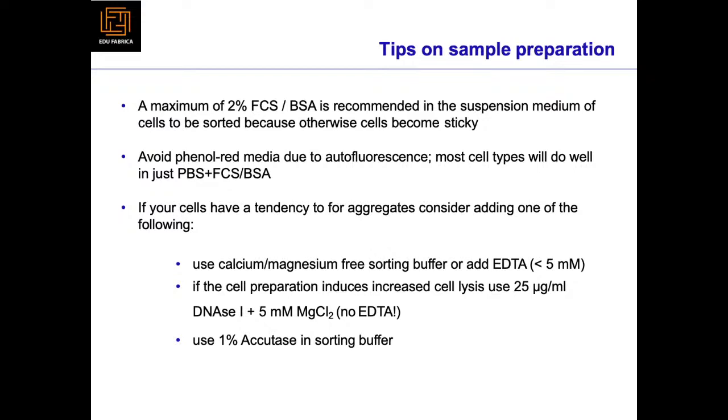Don't use phenol red media because it will also give autofluorescence, and most cell types do well in just PBS and FCS. Beyond that, in order to have better results, use calcium magnesium free sorting buffer or add EDTA to that. Or you can do your cell lysis with 25 microgram per ml of DNase 1 and 5 millimolar magnesium chloride, and use 1% Accutase in the sorting buffer.